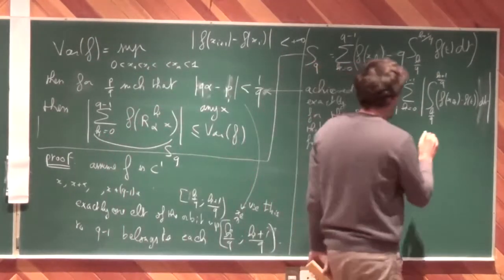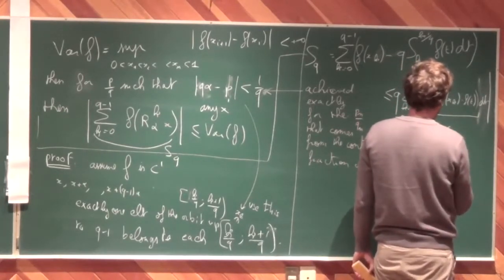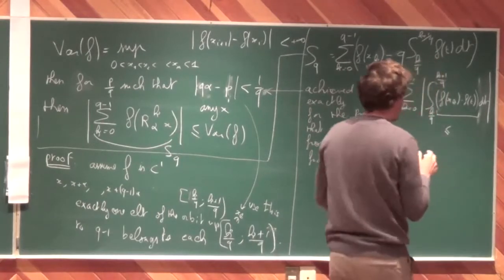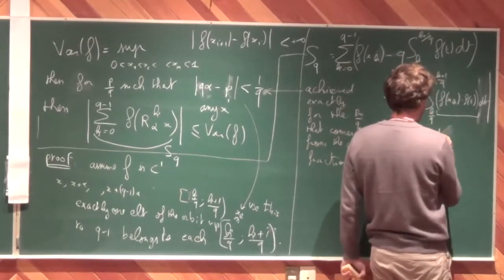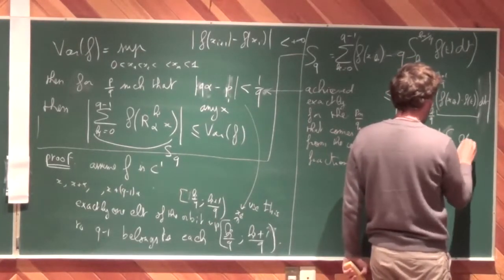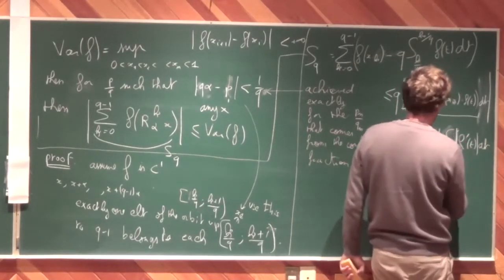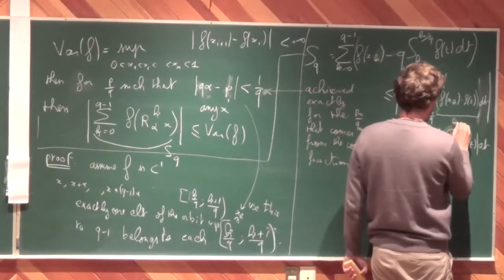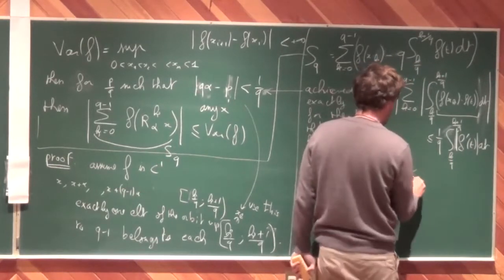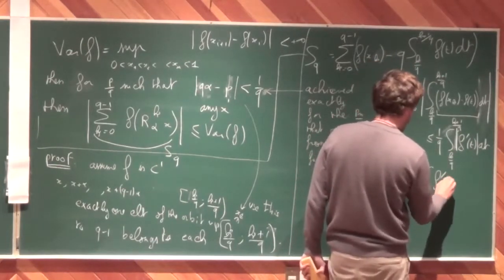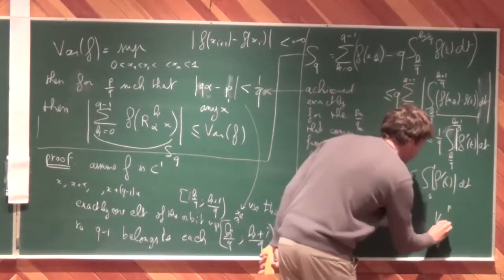And then what is inside is smaller than the integral of the derivative on this interval. So when you integrate, you get something which is smaller than 1 over q, the integral of the absolute value of f prime between k over q and k plus 1 over q. And then when you sum up, the q cancels with the 1 over q, and you get something which is smaller than the integral of the absolute value of f prime of t between 0 and 1. And this is exactly the variation of f when f is C1.